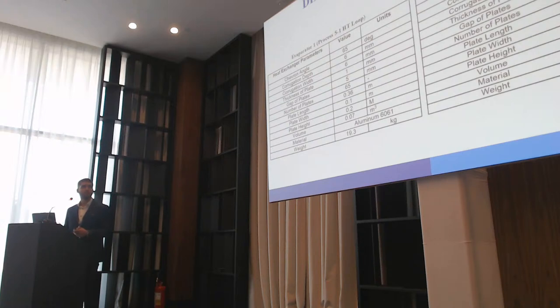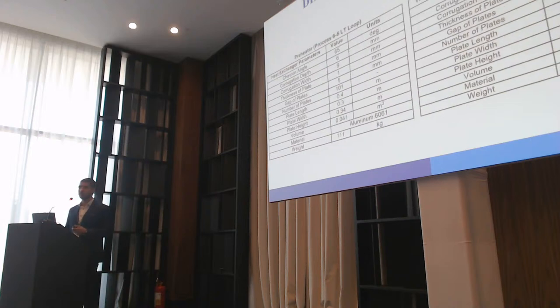In the next slides, we will see the dimensioning results of the heat exchangers from the software EES. I will start with the dimensions of the evaporator 1 of the high temperature loop and the intercooler of the low temperature loop. In this table, you can see many details about their dimensions.